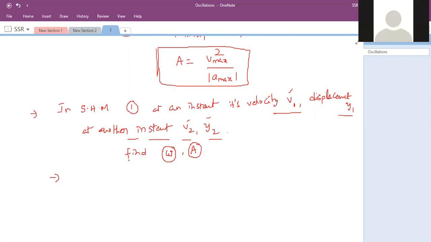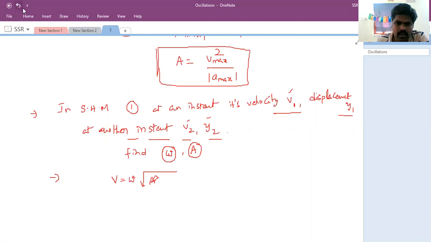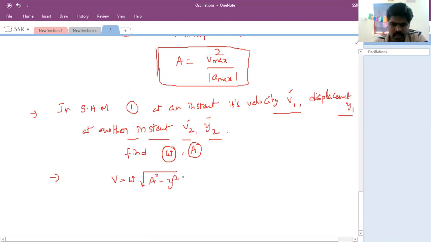Right. So we have an equation relating velocity, omega, amplitude and displacement. V is equal to omega into root of a square minus y square. Are you clear on this equation? V is equal to omega into root of a square minus y square.